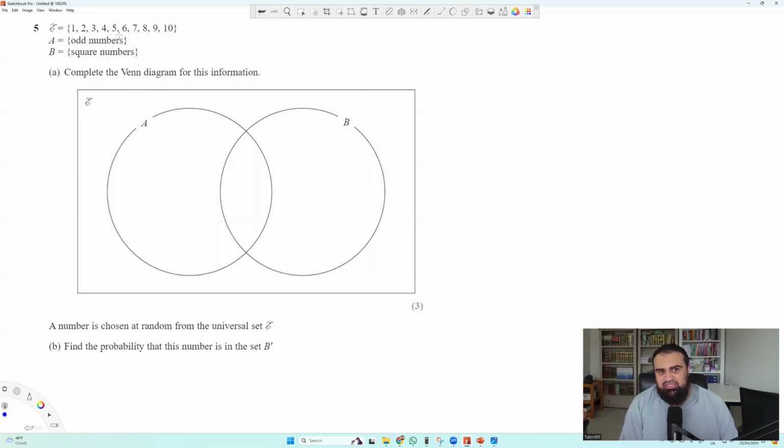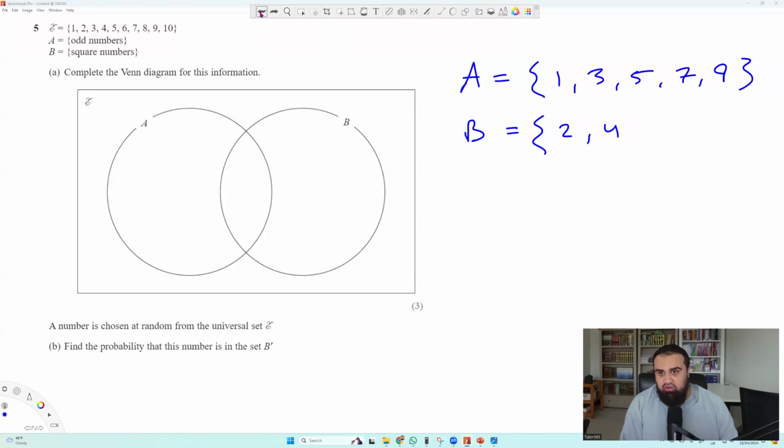So it says that you've got this set here that contains 1, 2, 3, 4, 5, 6, 7, 8, 9, 10. And set A is equal to all the odd numbers. So 1, 3, 5, 7, and 9. And set B is equal to all the square numbers. Oh, I was about to get bamboozled. So the only square numbers here are 4 and 9, aren't they? Right? I mean, 1 squared is technically 1. So I guess we should include that. So 1, 4, 9.